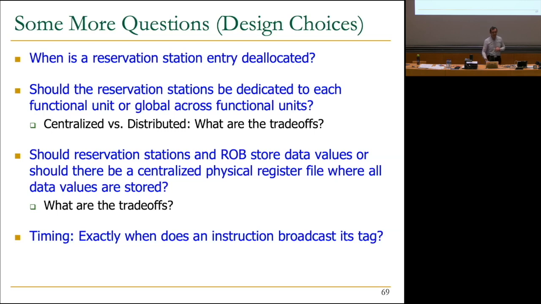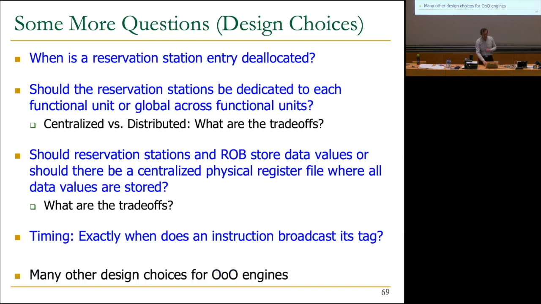Exactly when does an instruction broadcast its tag? When do you know this information? When should you broadcast the tag and when should you broadcast the value? Should these be done concurrently or in a serial manner? So there are many, many design choices that we're not going to tackle here, but existing machines tackle them in very interesting and nice ways. There are a lot of tricks you play to make this more efficient, lower latency, and less costly. But again, we don't have time, and this is the first course you're taking on the topic.